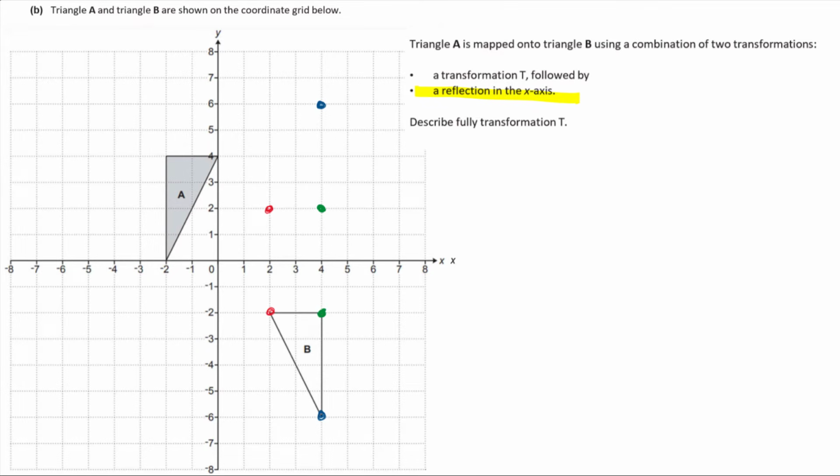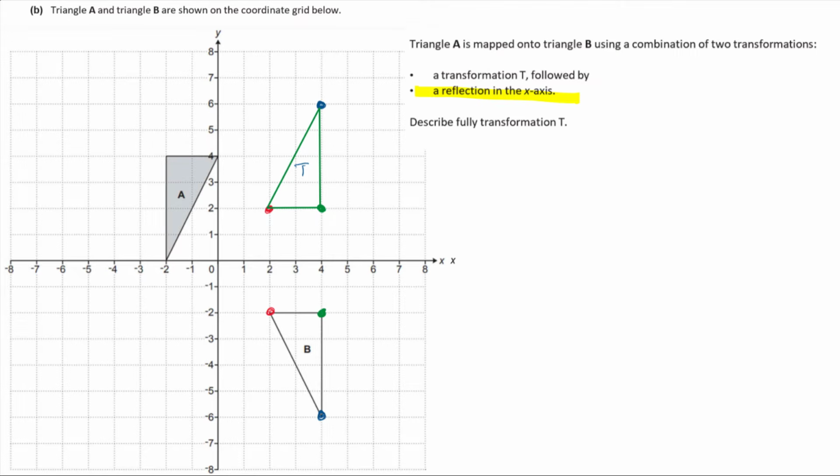If I join those up into a triangle, that's going to be my shape after transformation T, isn't it? So shape A is transformed, I get T, and then T is reflected and I get B. So how can I get T from A? Well, it looks to me like it's either an enlargement with a scale factor of -1, or it could be a rotation. Either of those of 180 degrees would work. And in either case, we'd need to work out where the center was.